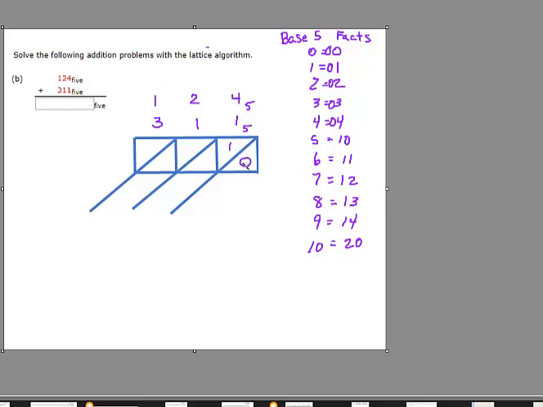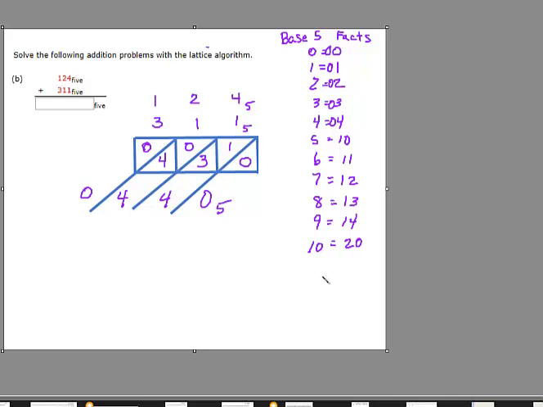And then 2 and 1 would be 3, so that's a 0, 3. And then 1 and 3 are 4, so that's represented as 0, 4. So if I were to write this down in base 5, this number here is a 0, so I don't have to write that, but then it would be 4, 4, 0 in base 5. So that's how this would be done in a lattice algorithm.